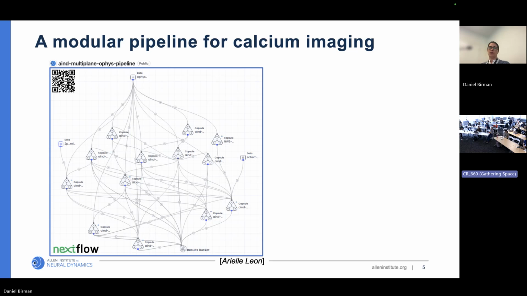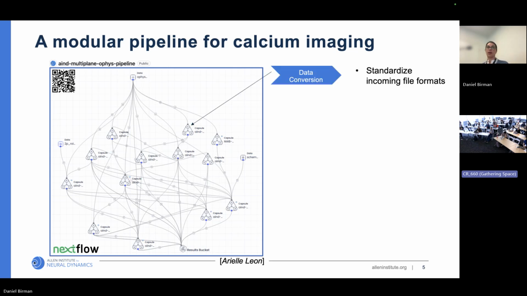I mentioned before that we build modular code, and you can see that there are lots of different things here. Each of these triangles is a Docker container, and the lines that connect them are channels in a Nextflow workflow that will basically dictate how the data move through each of these algorithms.